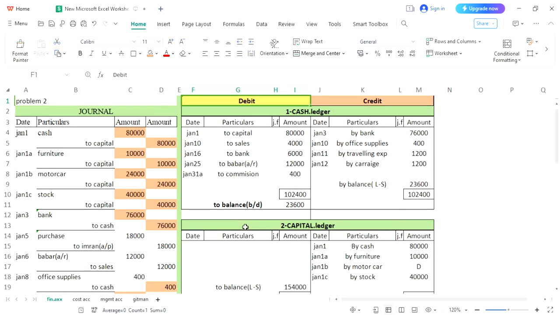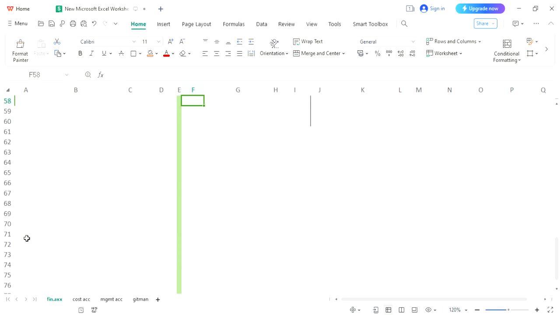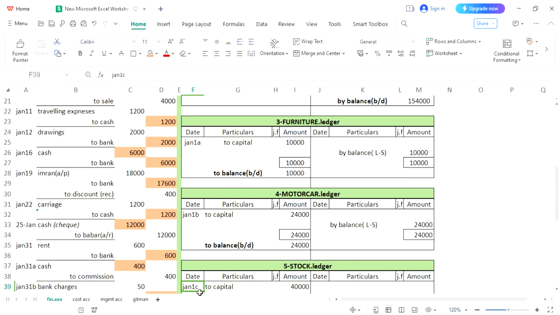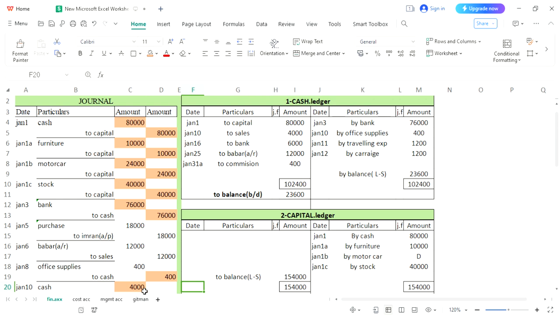Go back and see the date for 18,000. Here you can see January 5 is the date. Come back and write down date January 5. Let's confirm 18,000 date was January 5. Okay. It means date is mentioned, reference is mentioned, and the amount of 18,000 is rightly posted, which means we can now mark it as done.